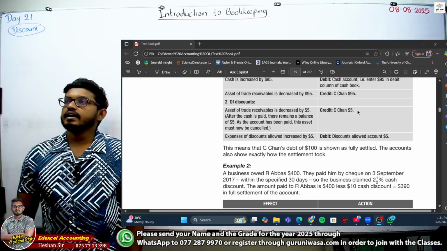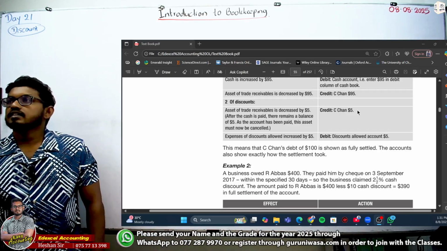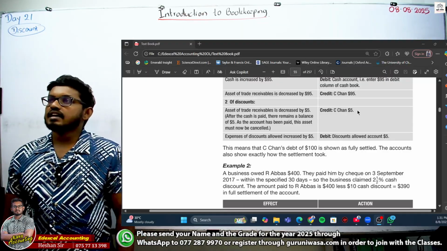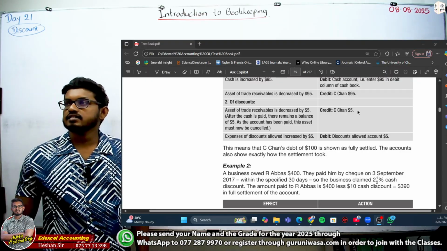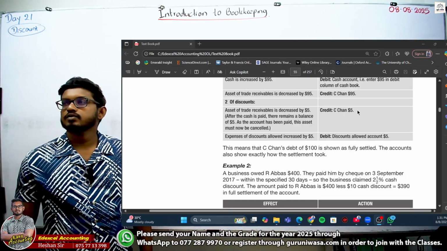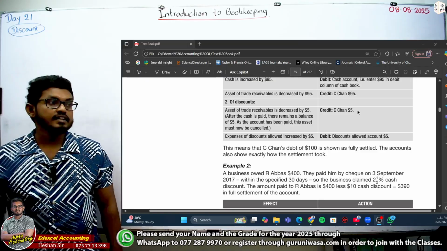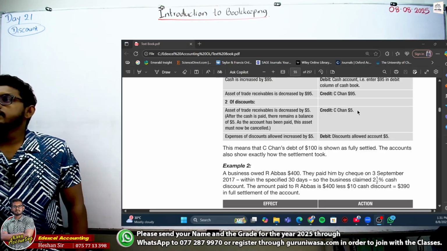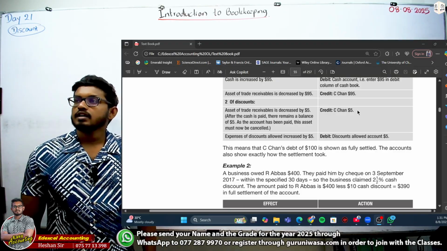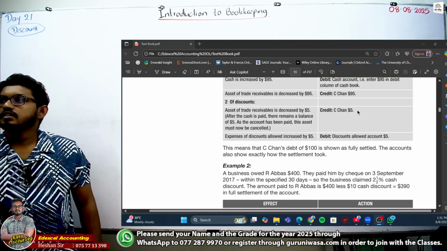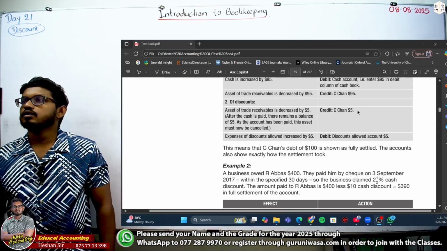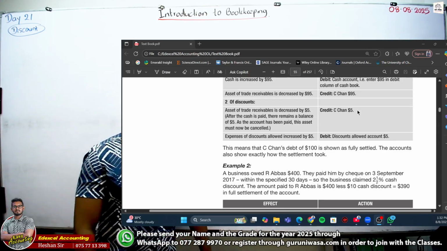So after the cash is paid, there remains a balance of $5. As the account has been paid, this asset must be cancelled. Chan account credit 5, right? So debtor decreased by 5. Chan is a debtor, right? Trade receivable. Expense of discount allowed increased by 5, right? So discount allowed 5. So this means Chan's debit of 100 is fully settled. The account also shows how to extract the settlement in the book.